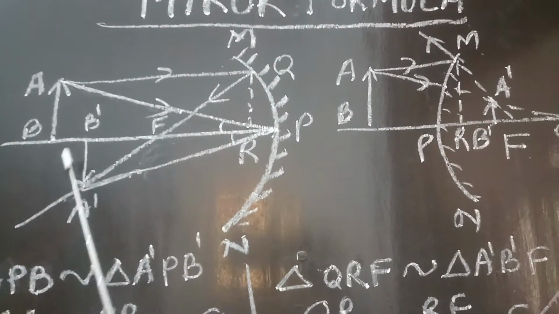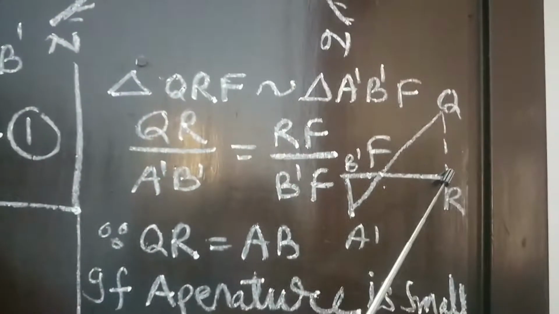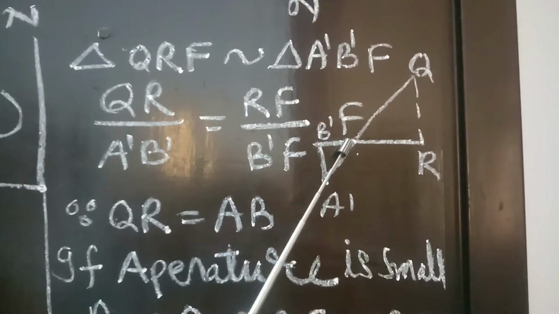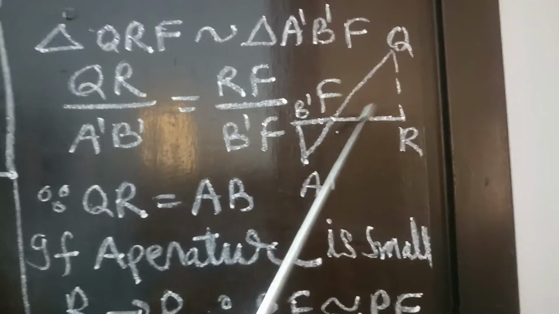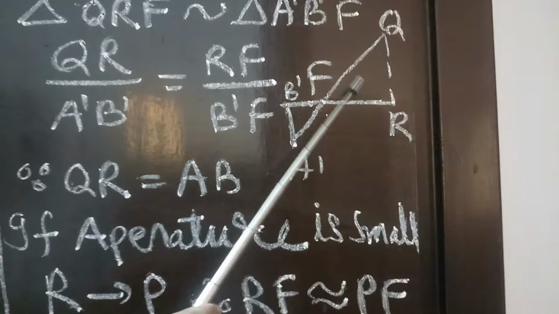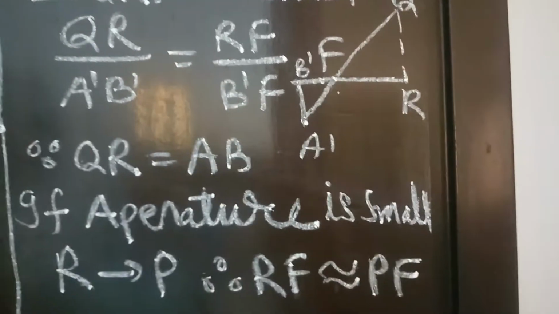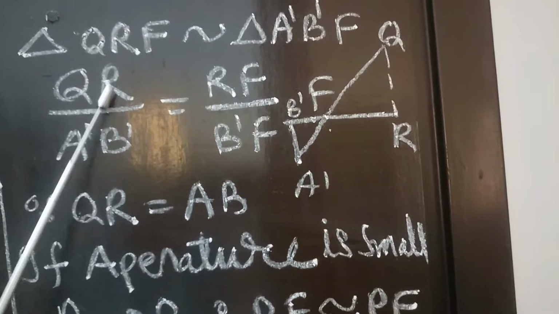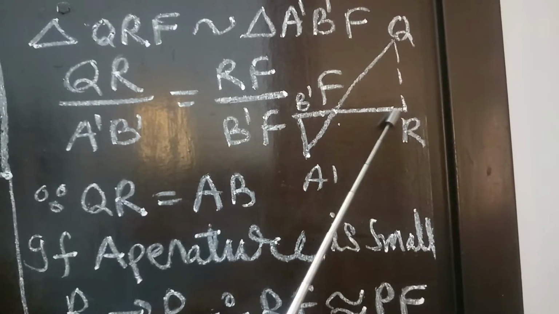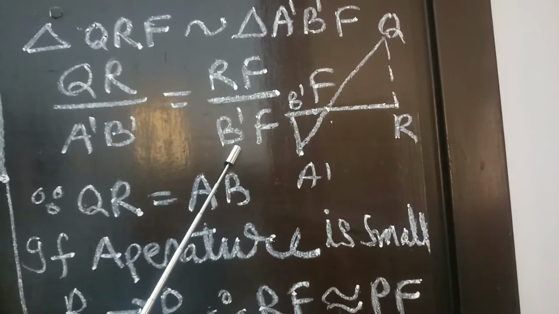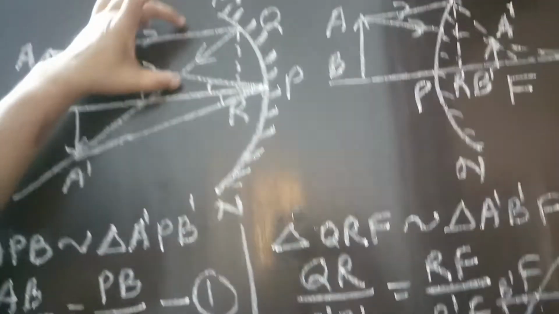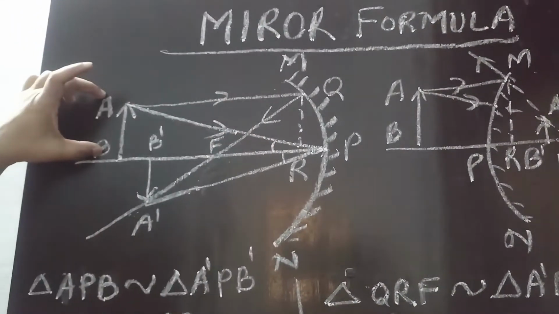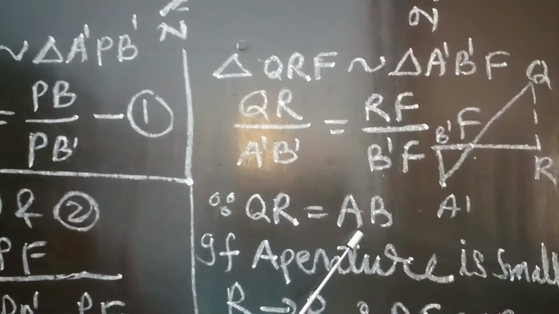Now we take the triangles QRF and A dash B dash F. In the two triangles, these two are vertically opposite angles and these are right angles. So the two triangles are similar. Therefore, QR upon A dash B dash equals RF upon B dash F. Here, you see QR. These two rays are parallel, so QR is equal to AB.